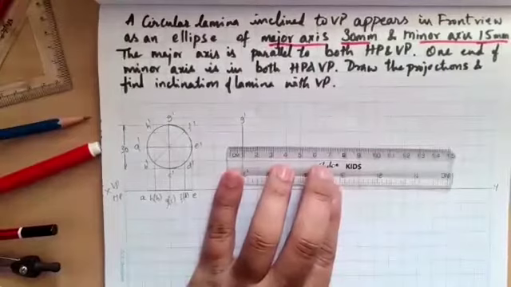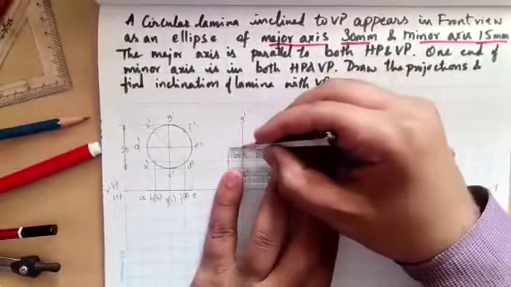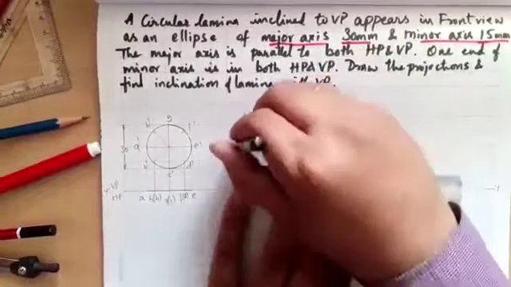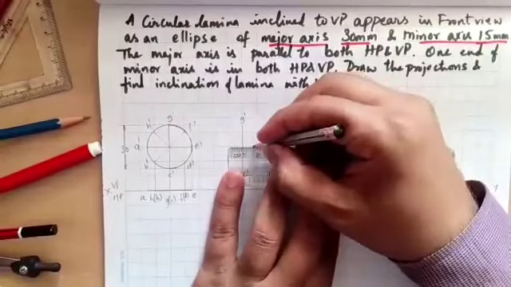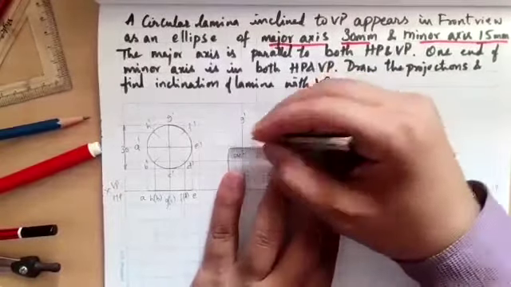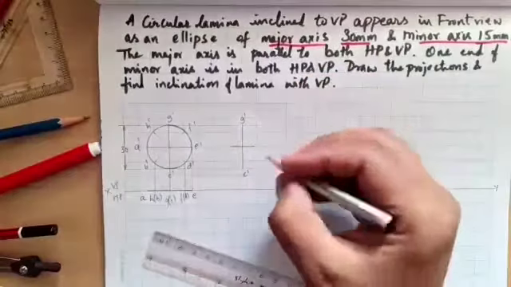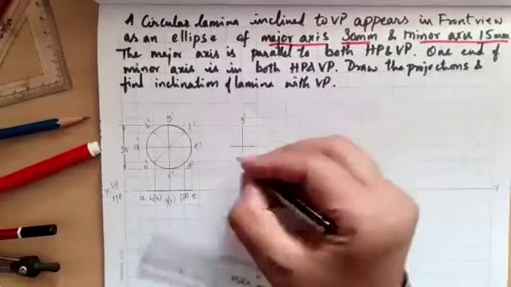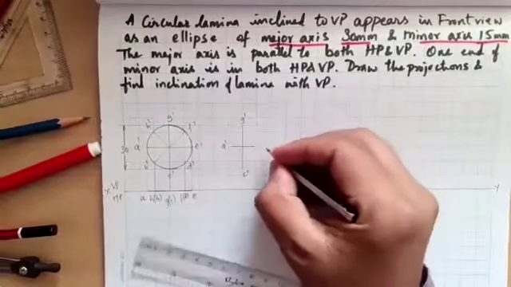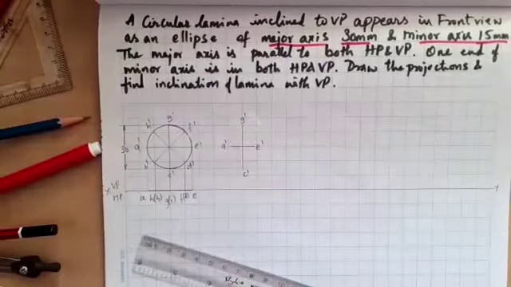So 7.5, so here 7.5, 7.5 from the center. I'm going to mark here. So 15, and 15. I'm going to mark. See, 7.5, 7.5. I have drawn this ellipse. I have got this position A dash and E dash.